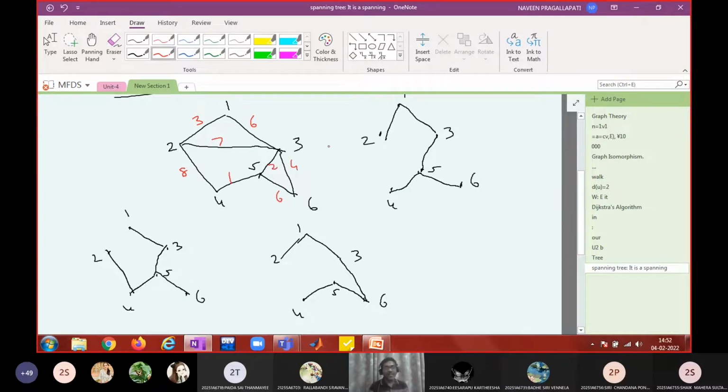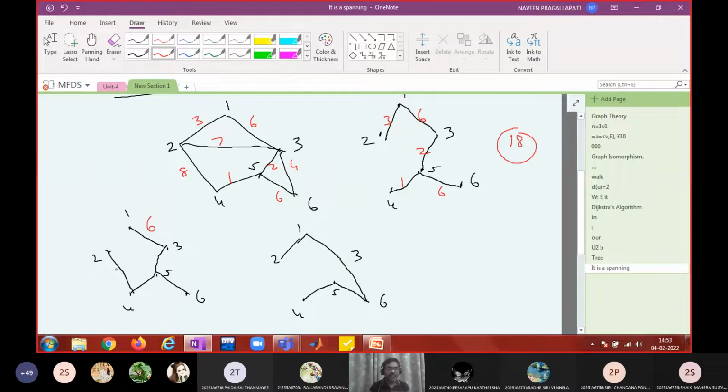Then correspondingly the spanning tree will also have a weight. Just copy those weights: 3, 6, and this is 2, and this is 6, and this is 1. So what is the weight of this tree? 9, 9 plus 2 is 11, 11 plus 2 is 13, 13 plus 5, 18. Am I right? Similarly, what is the weight of this tree?